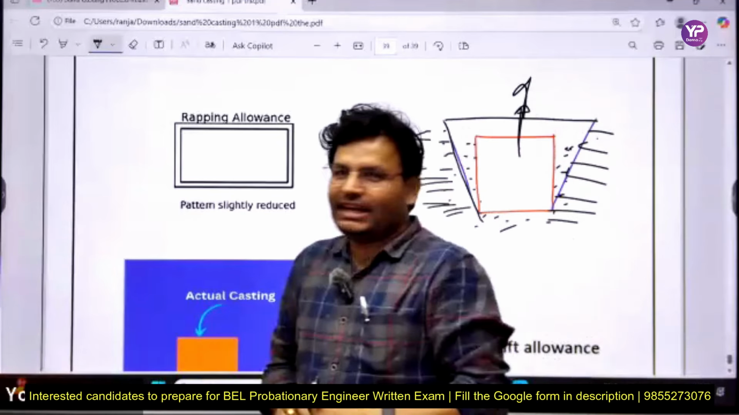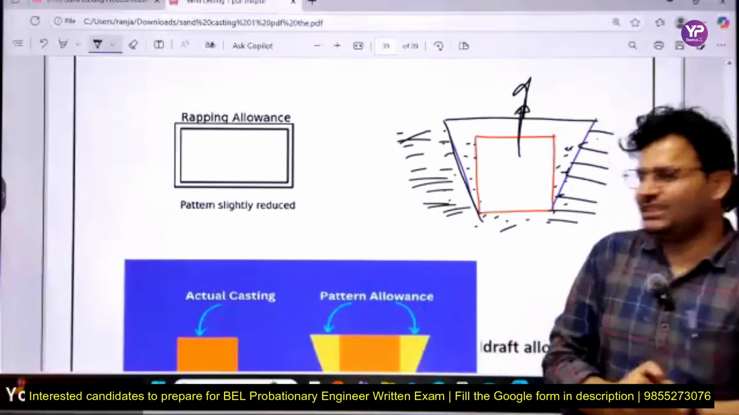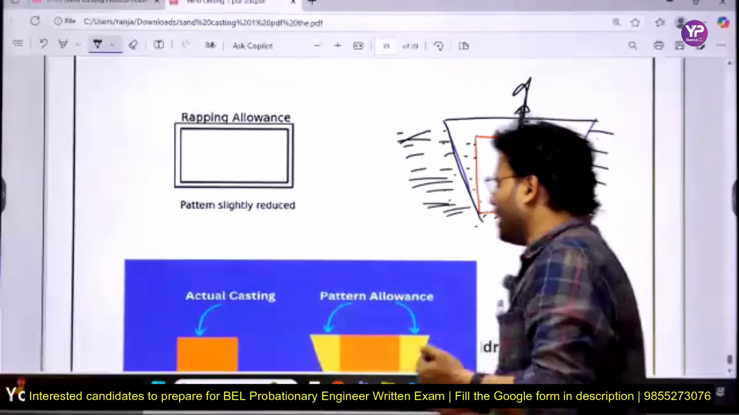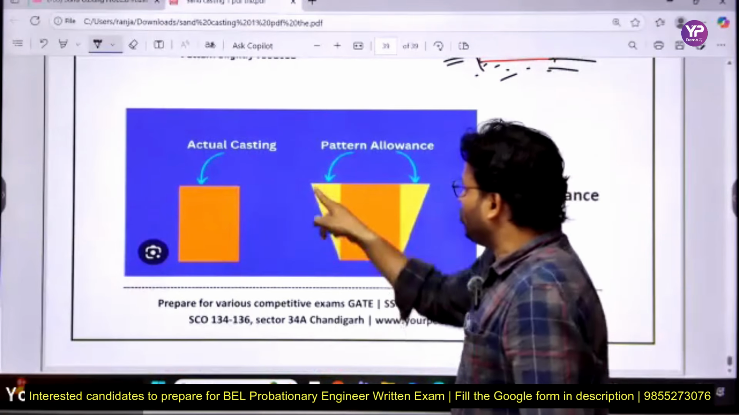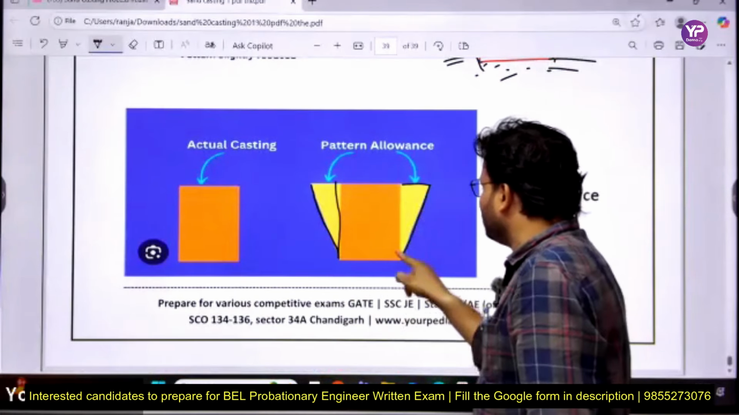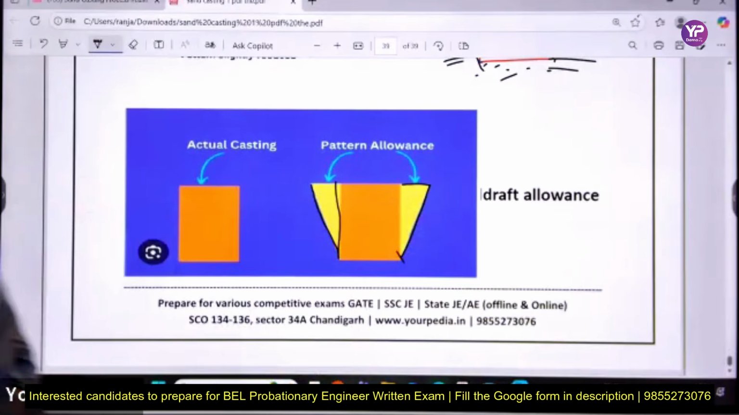Taper allowance. And later on, after the casting is completed, I will cut the material from there and get it like that. So this is the allowance that you have added, and after the machining I will remove it, and that type of allowance is known as what, my dear friends? Machining allowance.